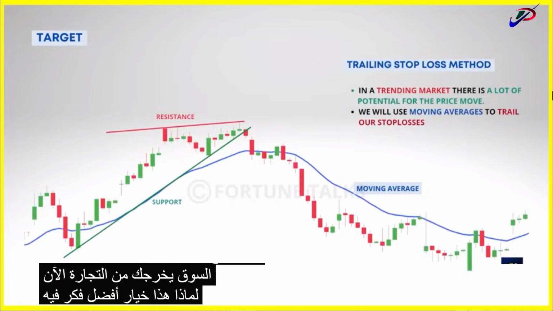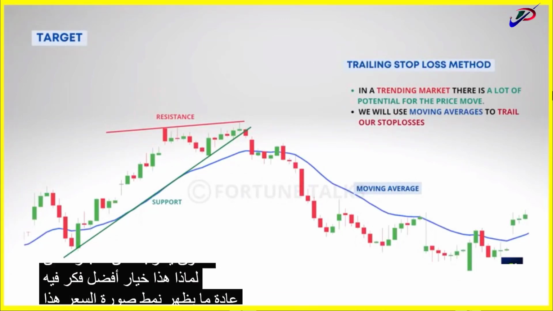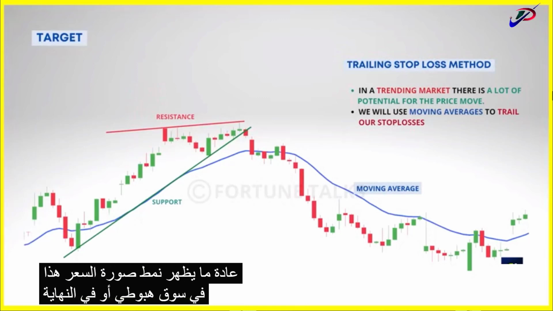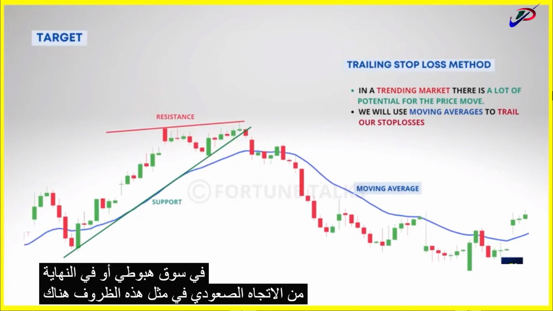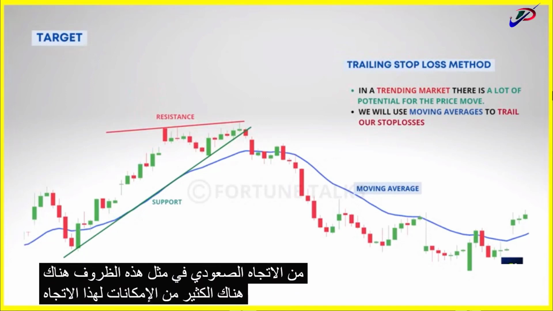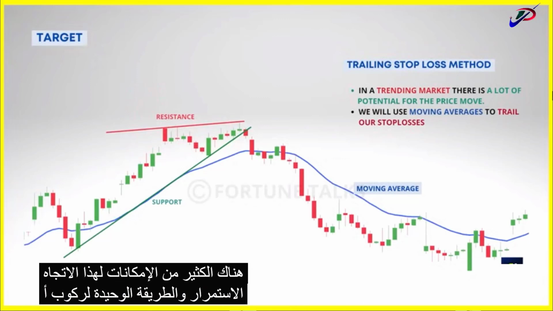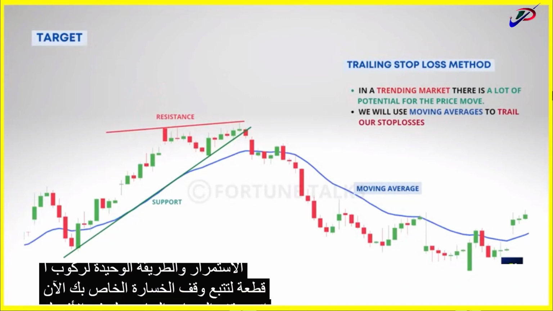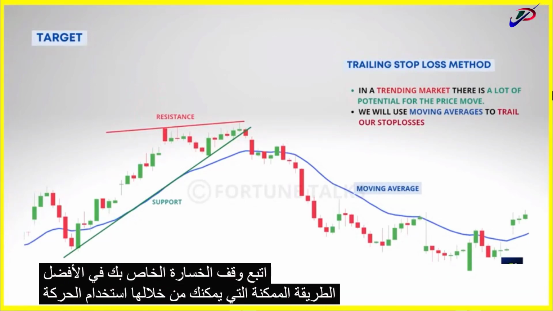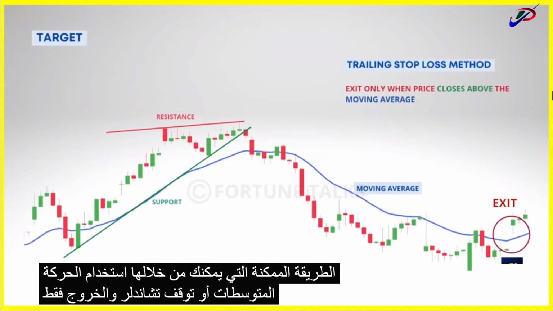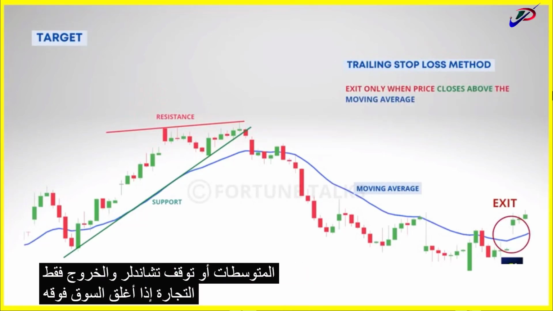Now why is this a better option? Think about this. The rising wedge pattern usually appears in a downtrending market or at the end of an uptrend. In such conditions, there is a lot of potential for the trend to continue, and the only way to ride it is to trail your stop loss. Now, to trail your stop loss in the best possible manner, you can use moving averages or Chandelier stops and only exit the trade if the market closes above it.